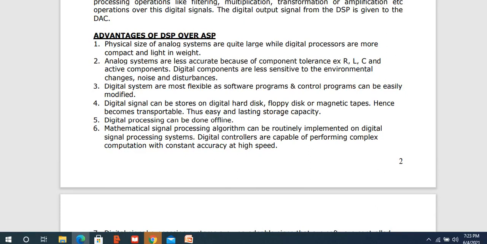So what are the advantages? First, the physical size of analog systems is quite large when compared to digital processors. You can compare your olden computers with nowadays computers. You can see the difference, right? In olden days we used analog in nature. Now we are proceeding with digital form. So we are overcoming the kind of bulkiness.